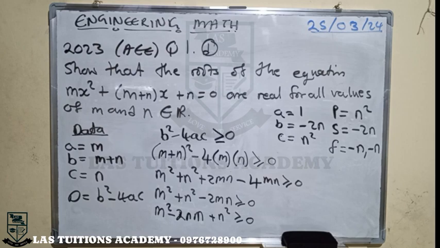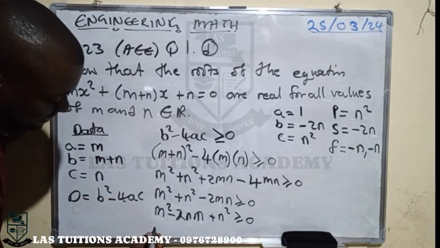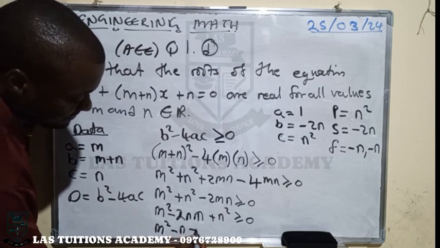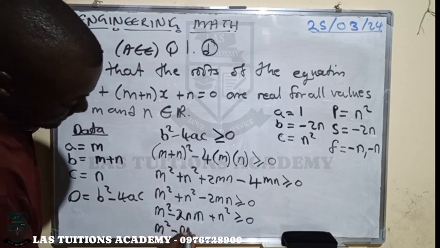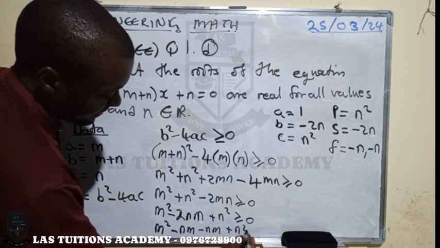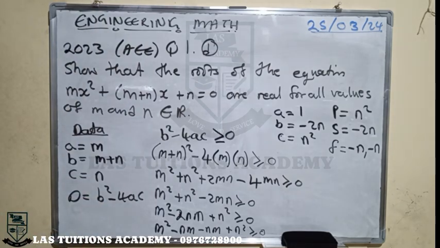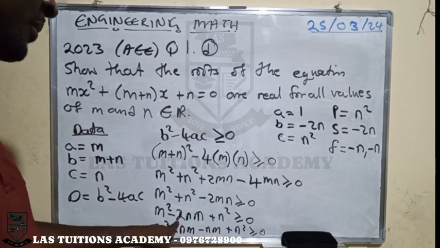Is that clear? Yes, sir. So these are the factors that we have. Where there is this, we replace with the factors. So I'm going to get m squared minus nm minus nm plus n squared is greater than or equal to 0. When you add negative nm minus nm, it's going to give you minus 2nm, like that.